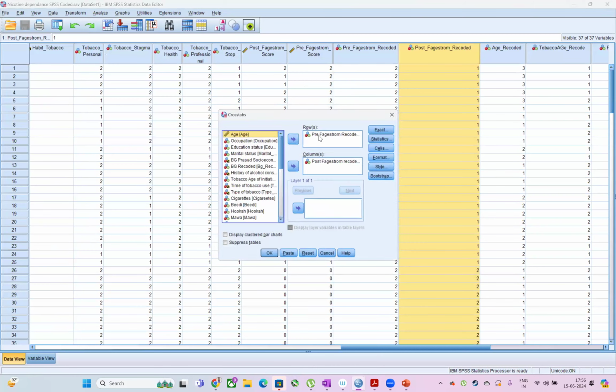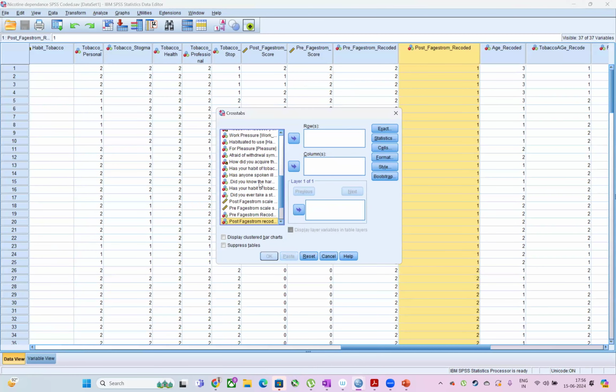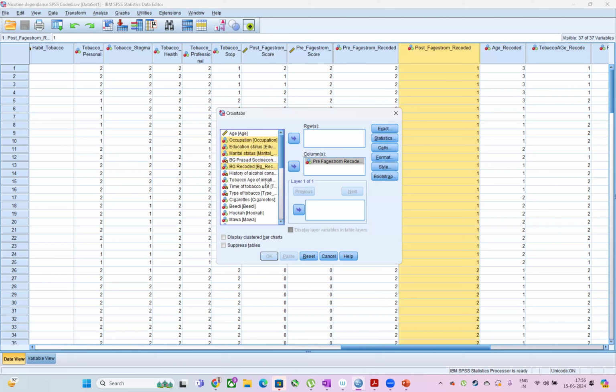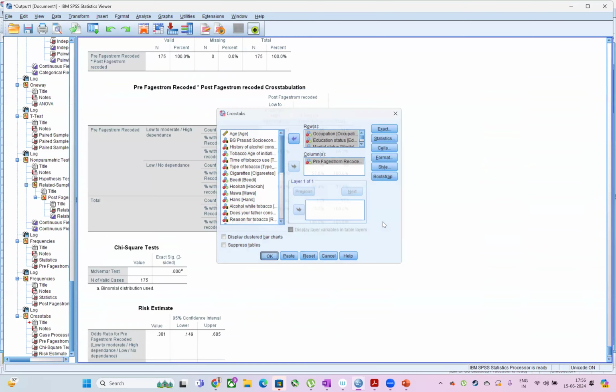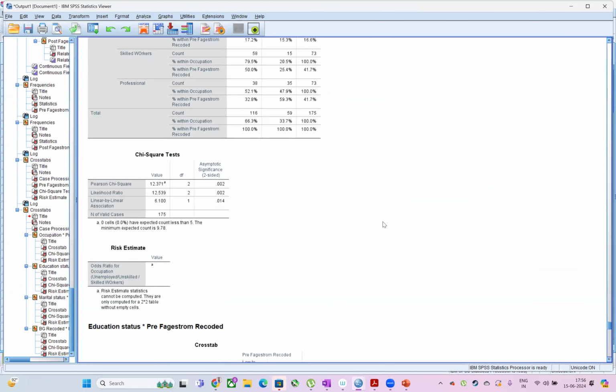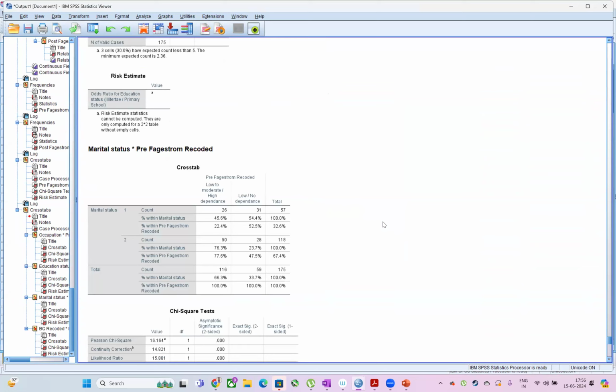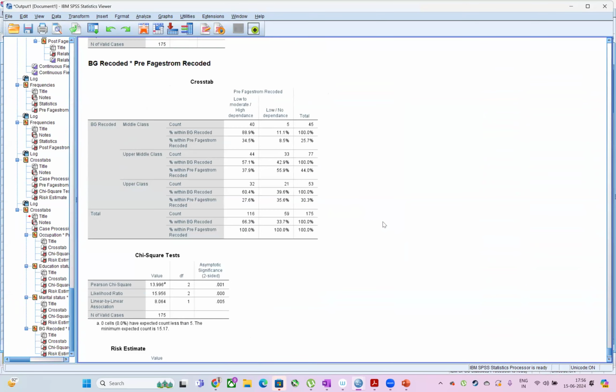I'm going for the cross tabs and I'm taking the nicotine dependence category here. And I am taking occupation, education, marital status, socioeconomic scale, and age of initiation of tobacco, not this one. So I'm taking just these 4 variables and using the chi-square. Occupation is significant, education significant, marital status significant, socioeconomic class also significant.